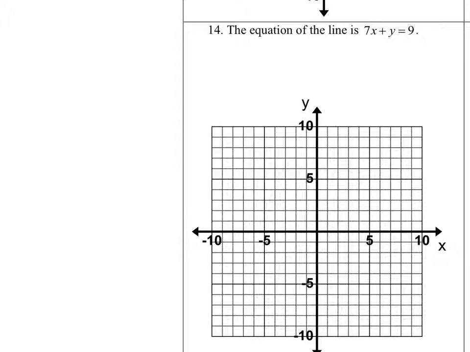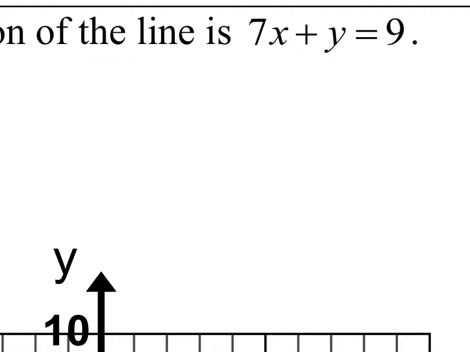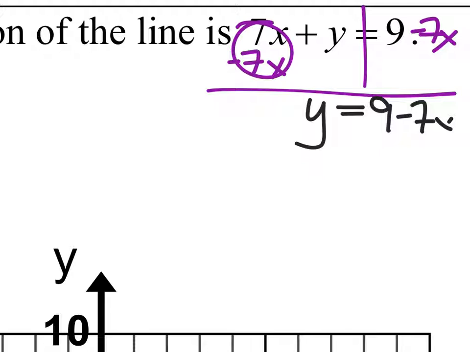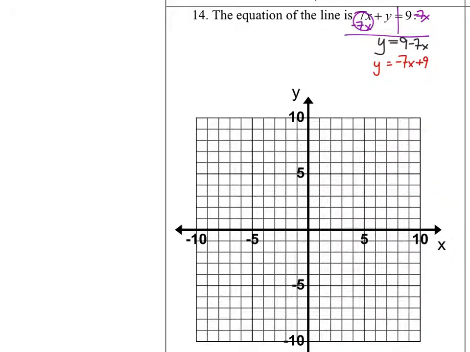On 14, this one's in standard form. So what we'll do is change this into slope-intercept form. So what do we have to do? Well, we'll subtract 7x from both sides. So this 0 pairs away, and we get y equals 9 minus 7x. Well, we have two terms, 9 and 7x. Let's just switch those. Make it negative 7x plus 9 equals y. Well, this is great because it gives us the slope and y-intercept. And now we can graph the y-intercept at 0, 9.